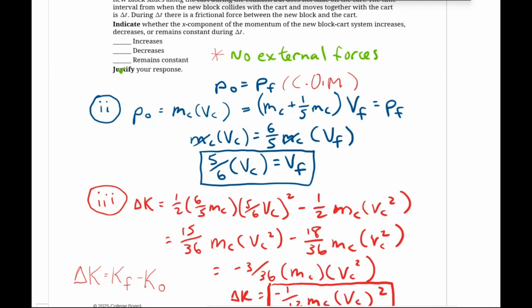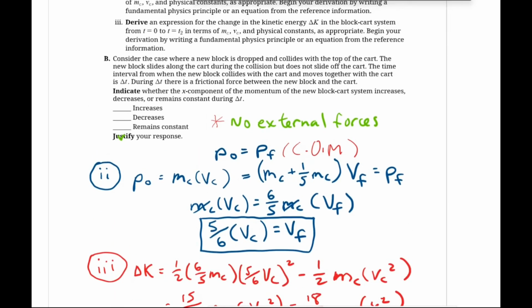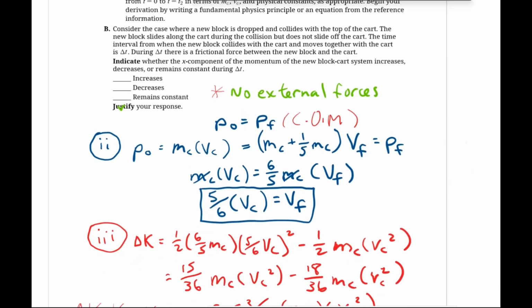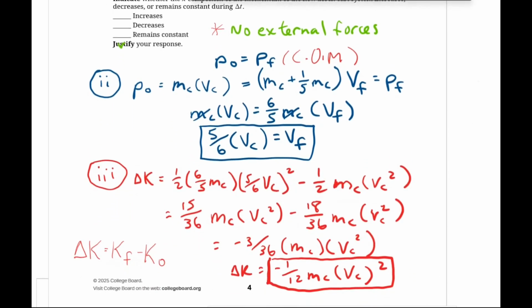For part 3, it's asking you to find the delta K. So it just says derive an expression to find the change in kinetic energy of the block cart system. And then it says begin your derivation by writing a fundamental physics principle or an equation from the reference information. All right, so we're going to start off with delta K equals K final minus K initial, and we just have to use 1/2 mv squared. So we're going to do 1/2.